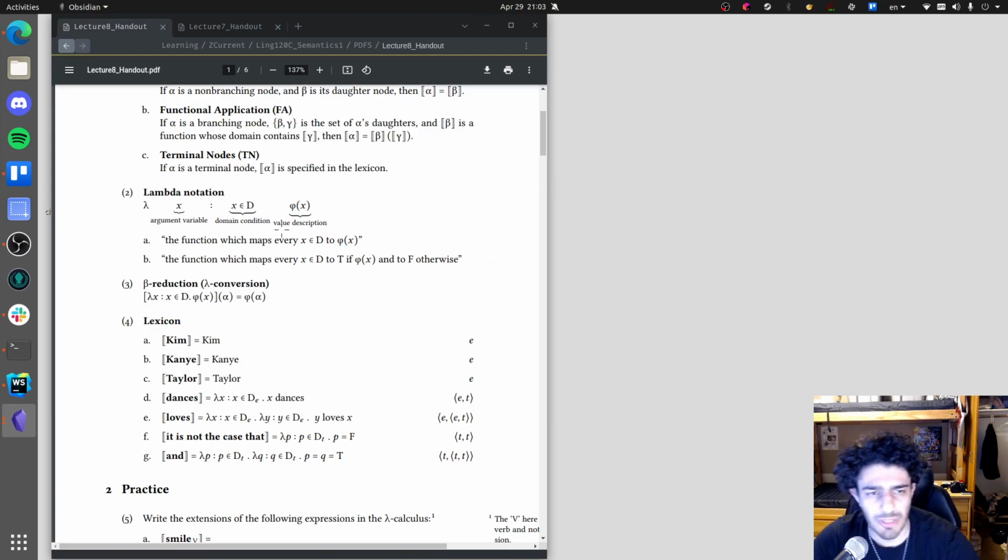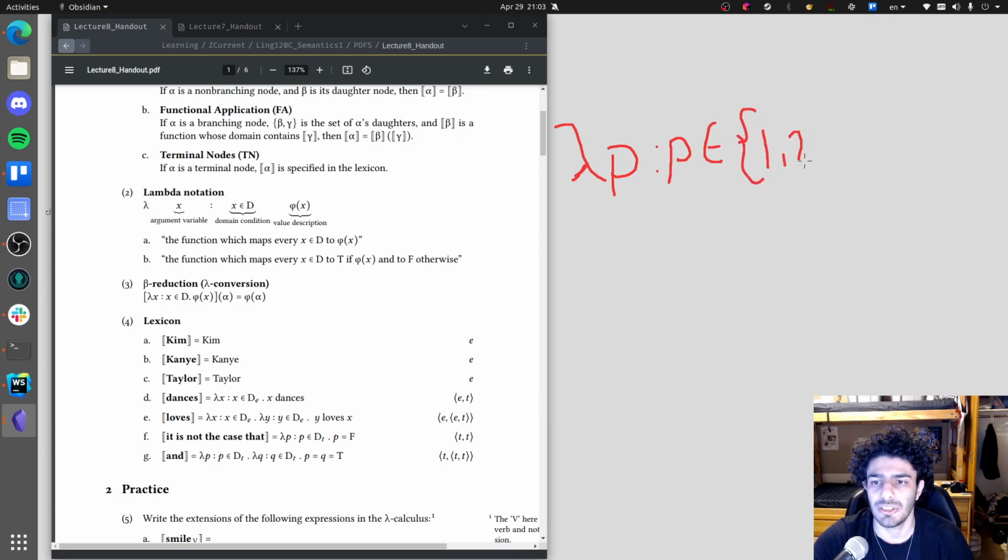Basically, all you need to know is we put lambda, and this tells us it's a lambda function. We give it a name for the variables. I'm going to do x, but sometimes I do p and q versus x and y, just to switch it up. Then you put a colon, and the colon is where you specify the domain. I'm going to say p in the set of 1, 2, and 3. So this is the domain of our function.